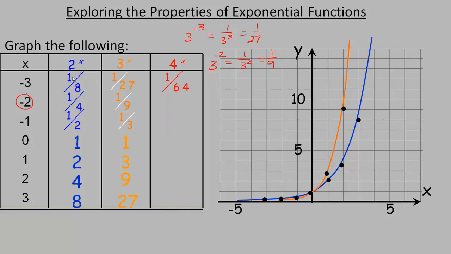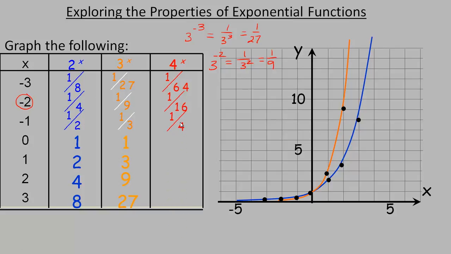So next one, we're going to put negative 3 in place of x here. So 4 to the power of negative 3 works out to 1 over 64. It's actually 1 over 4 cubed, and 4 cubed is 64. And then we get 4 to the power of negative 2 is 1 over 16.